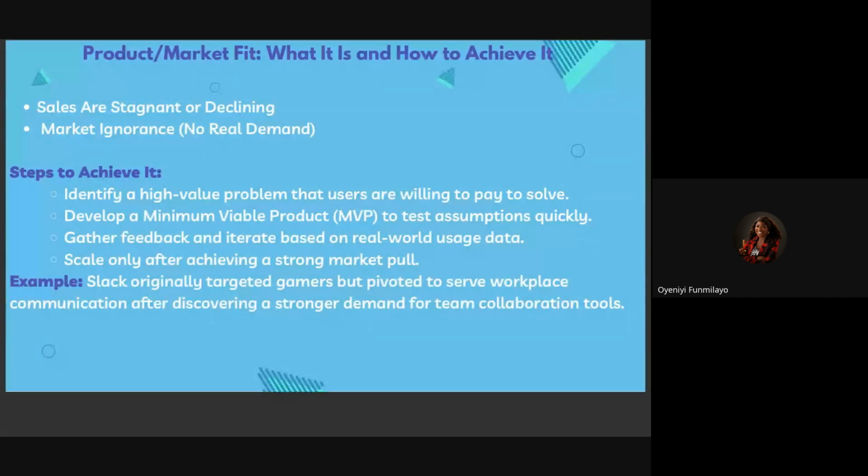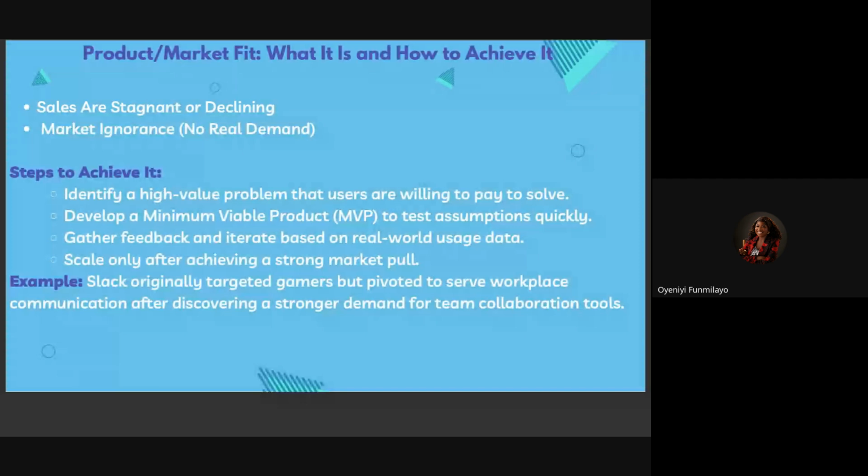And then we have gather feedback and iterate based on real world usage. So you've been able to test your assumptions, gather all the feedback people are giving you, and then based on this feedback, create possible solutions and give it back to people again, right? So you continue to iterate based on the real world usage data, and then scale only after achieving a strong market pull. Some people will scale when they've not even reached a strong market pull. Maybe their market pull is still light, but they will be scaling, which does not even make sense.